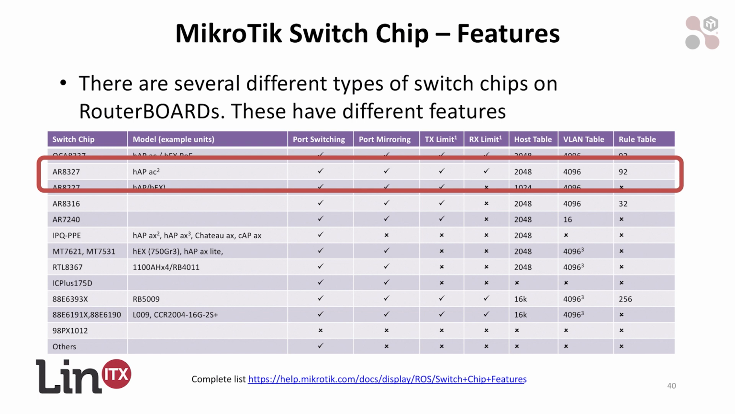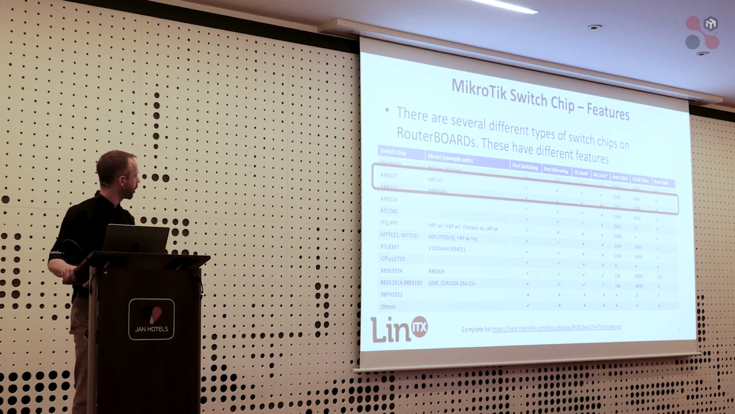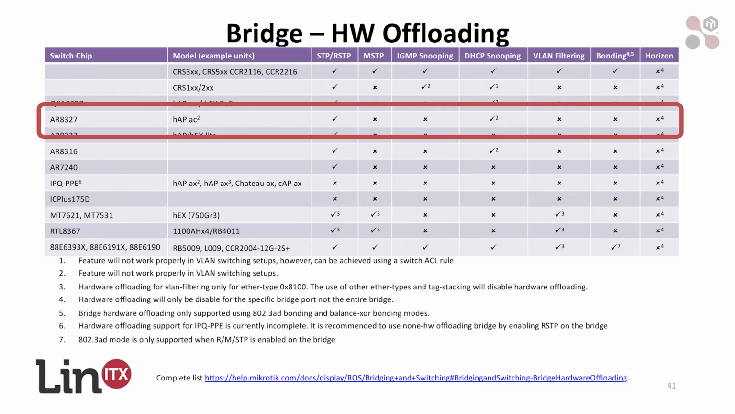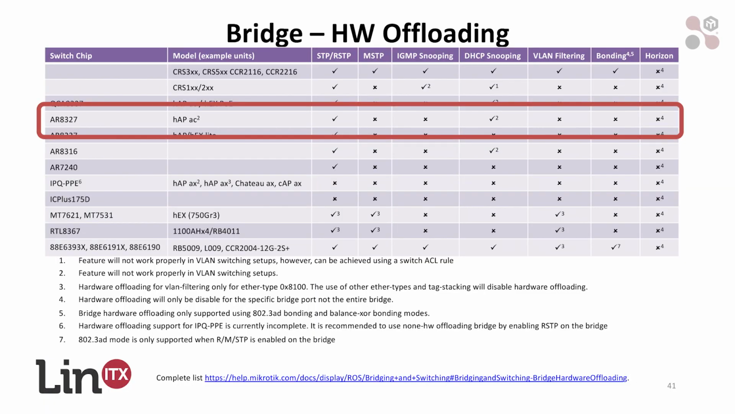We can look here at the features table, and the reason for showing this is I'm going to show switch rules, and I can see that the hAP ac squared will let me create up to 92 switch rules, so good. Switch rules will apply on this device. And the hAP ac squared will use hardware offloading as long as I don't enable certain functions, and I have not enabled those functions, so I am still running a hardware offloaded bridge, so I can use the switching function.